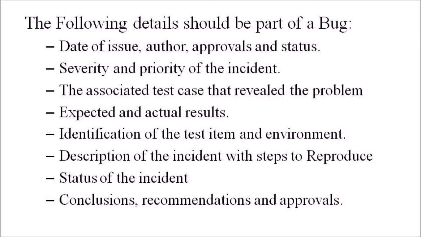While reporting a bug, the following details should be part of a bug report. First of all, the date of issue, author, approval, and the status points should be recorded. Secondly, severity and priority of the incidents are recorded. Third, the associated test case that revealed the problem should be noted. Fourthly, expected and actual results are verified in order to check the trustworthiness. And fifth is the identification of the test item and the environment. The next detail is the description of the incident with the steps to reproduce that particular incident, and another detail is the status of the incident. And finally, the conclusions, recommendations, and approvals are also reported in a bug detailing portion.